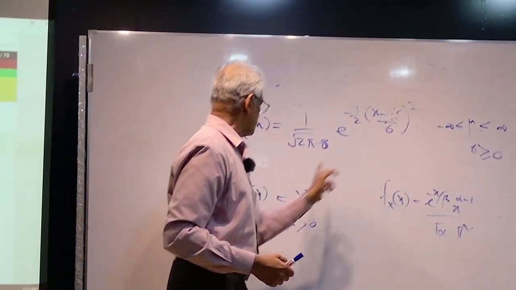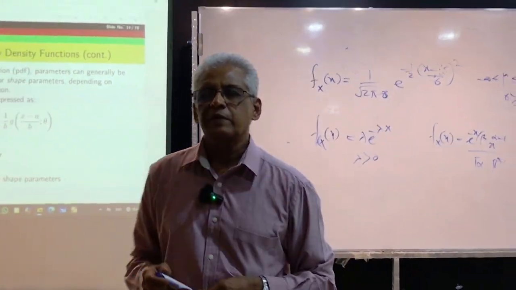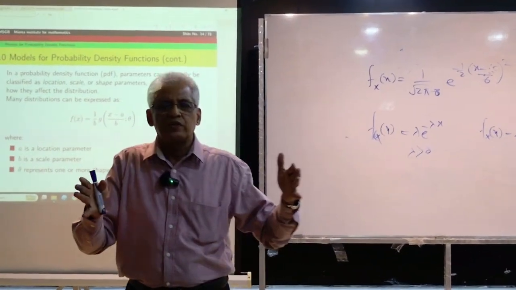And then this parameter and this parameter are called scale parameters. Scale parameters actually change the scale of the distribution.